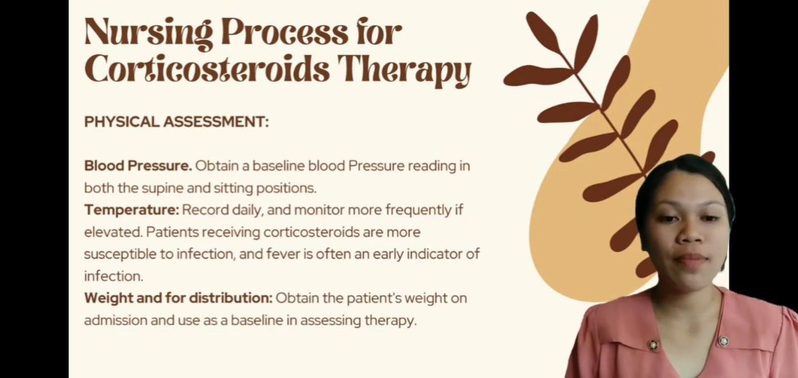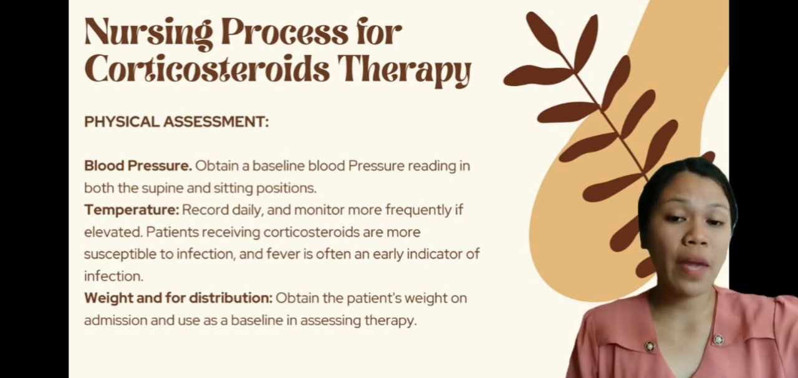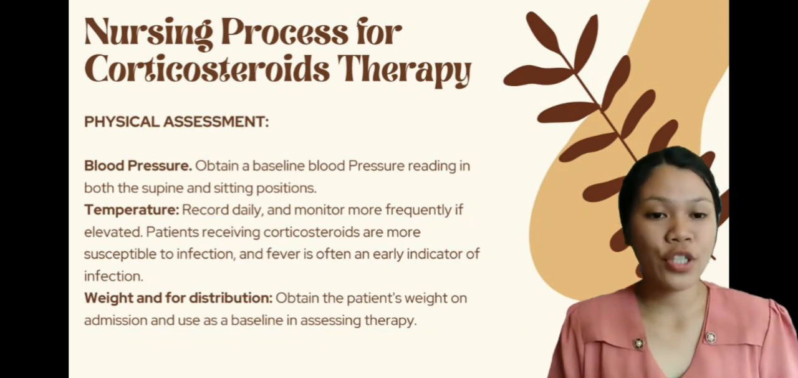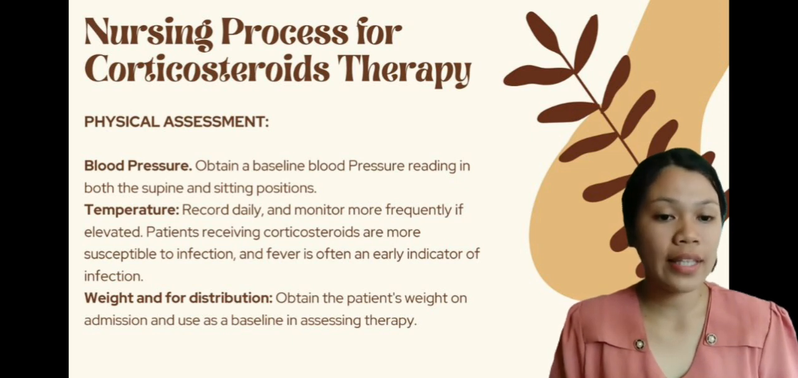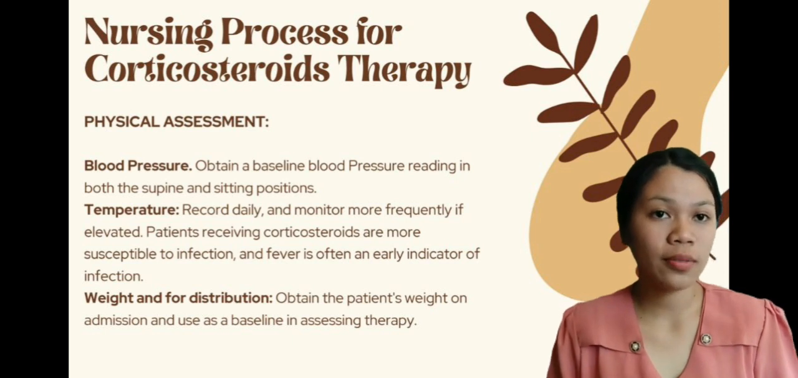Next is the physical assessment. First is the blood pressure. Obtain a baseline blood pressure reading in both the supine and sitting position. Because patients receiving corticosteroids accumulate fluid and gain weight, hypertension may be developed. Next is the temperature. Record daily and monitor more frequently if elevated. Patients receiving corticosteroids are more susceptible to infection, and fever is often an early indicator of an infection.